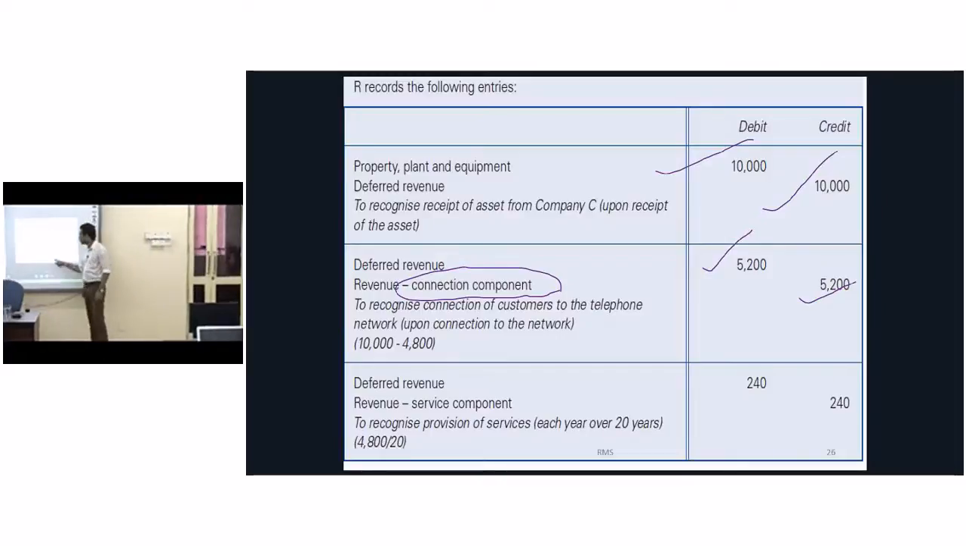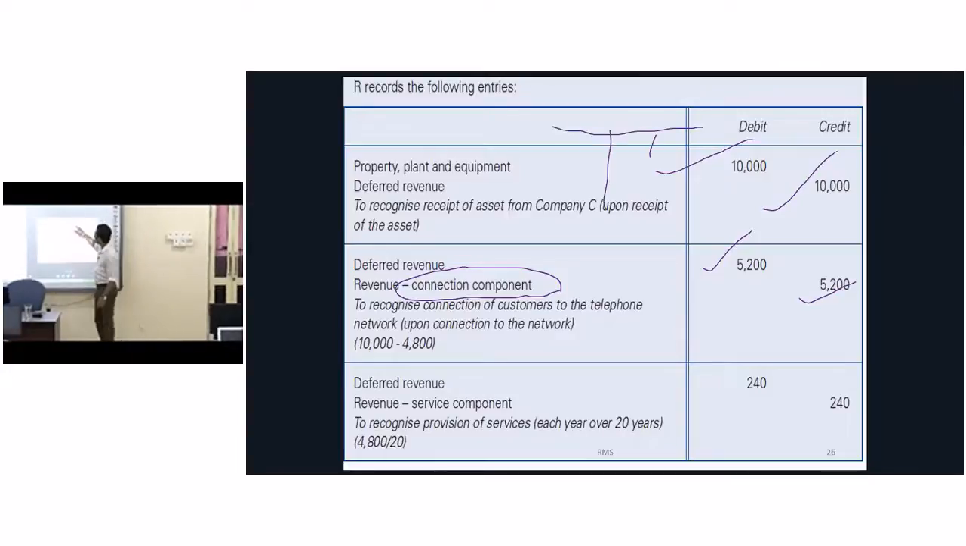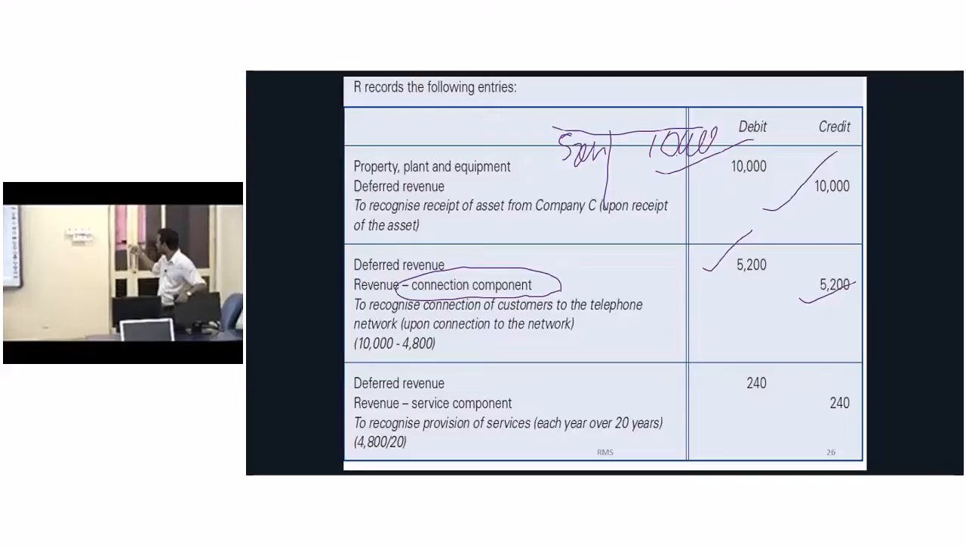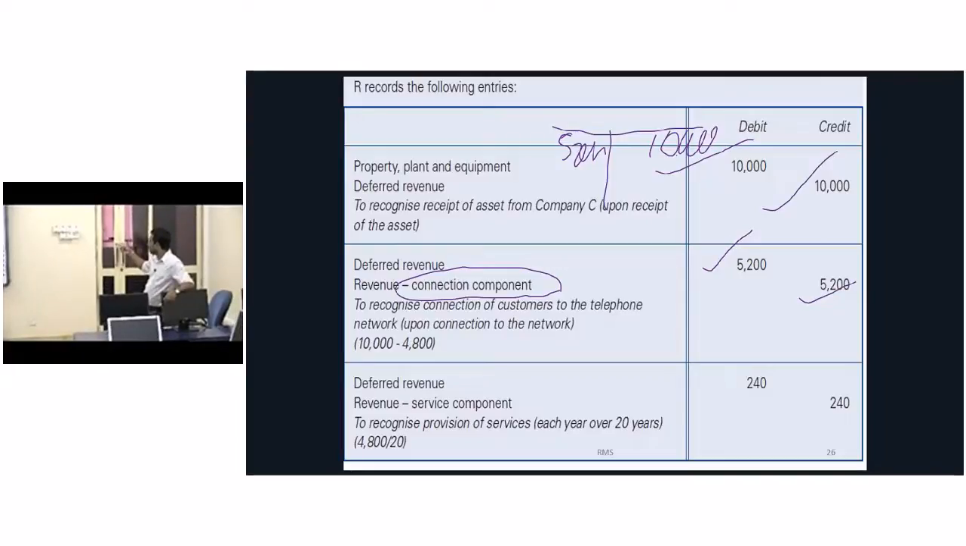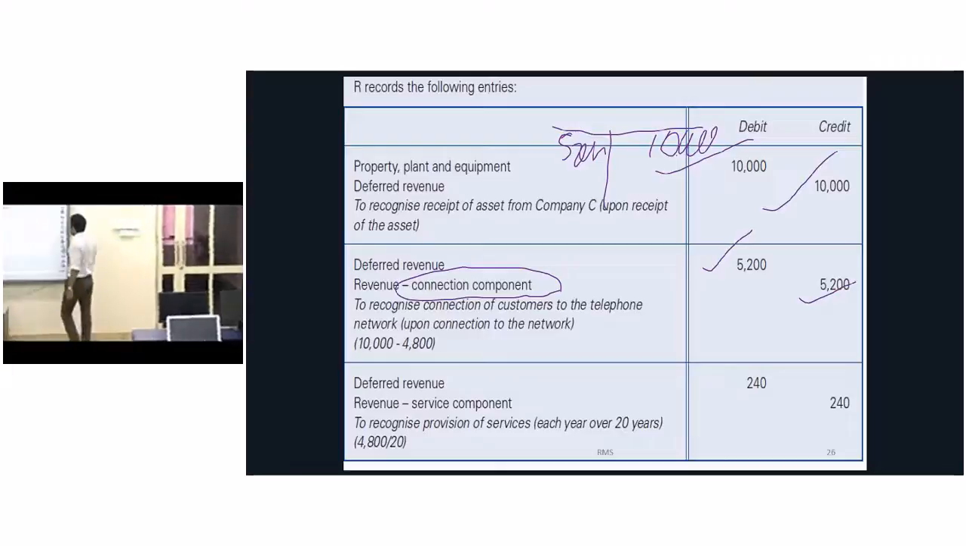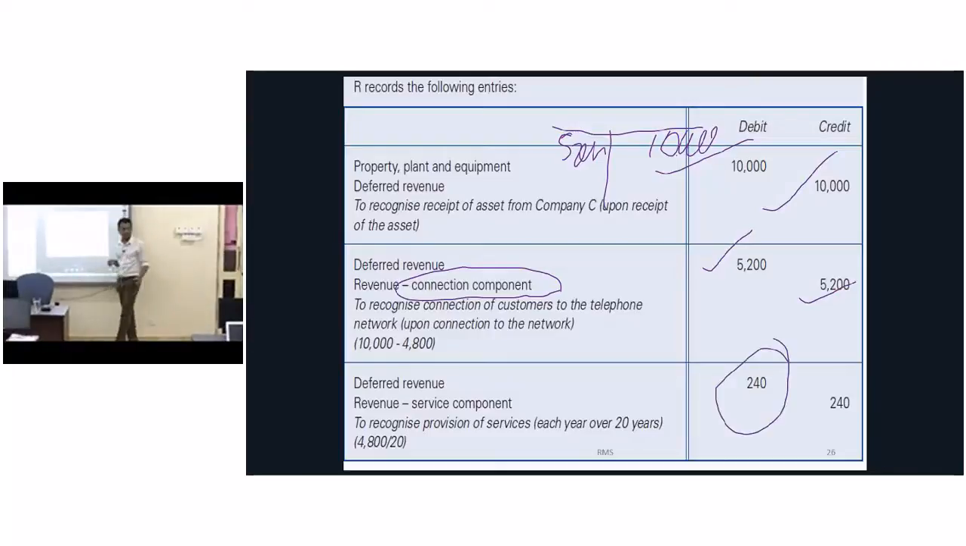But the balance 4,800 will be remaining now. If you draw this account like this, 10,000 here, and from this 5,200 we transfer to income. So it becomes 4,800. We call it deferred revenue. Number one entry: property, plant and equipment debit 10,000. Revenue credit, how much? 5,200. And deferred revenue credit, how much? 4,800. Right? So then annually, 4,800 divided by 12, 240 we have to charge to where? Income. This is discount income.